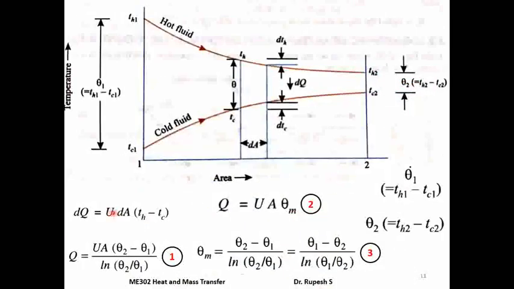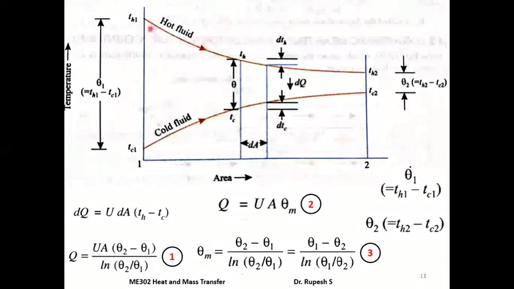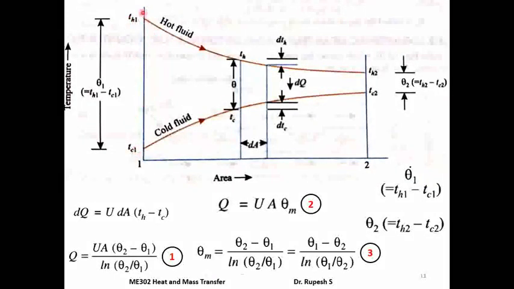So if we integrate this heat transfer rate for the elemental section over the entire length, we get equation number 1. That is, the total heat transfer rate Q = U A (θ2 − θ1) / ln(θ2/θ1), where θ1 is the temperature difference between the hot and cold fluid at the inlet of the heat exchanger, that is θ1 = TH1 − TC1, and θ2 is the temperature difference between the hot and cold fluid at the exit of the heat exchanger, that is θ2 = TH2 − TC2.